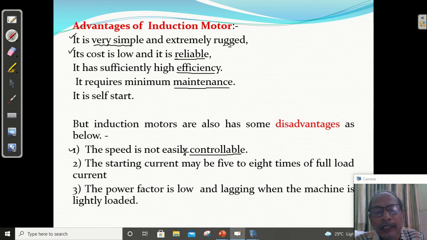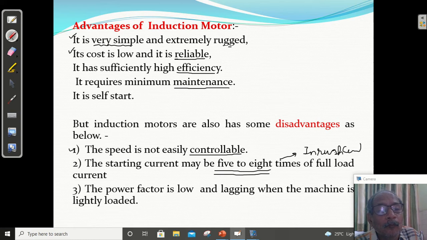The starting current may be 5 to 8 times. Starting current of induction motor is around 5 to 8 times. This current is known as inrush current. कितना रहेगा? 5 to 8 times of the full load current.